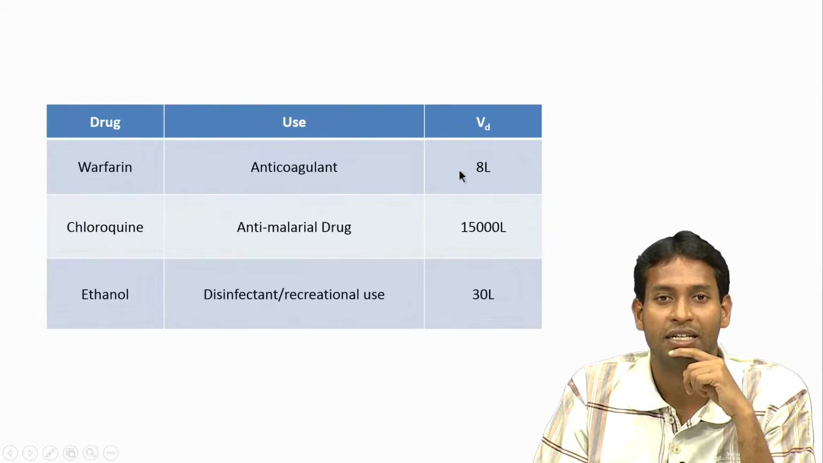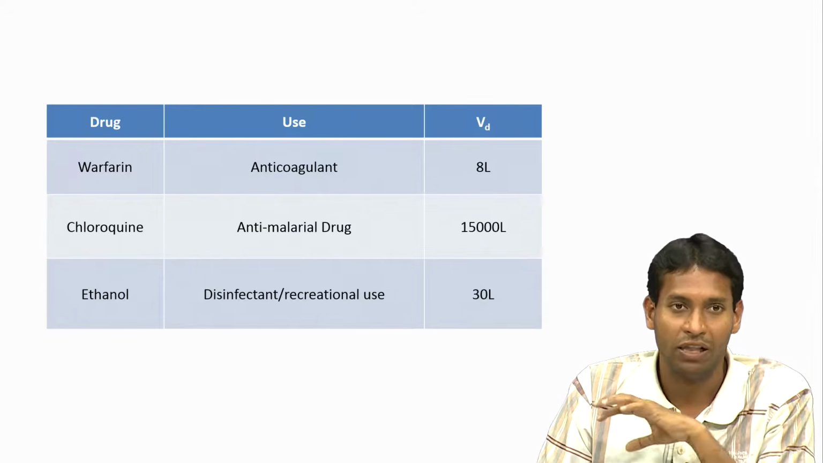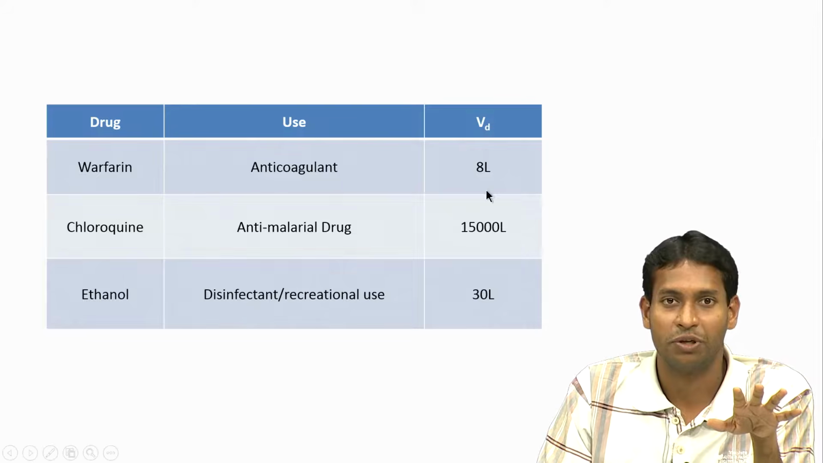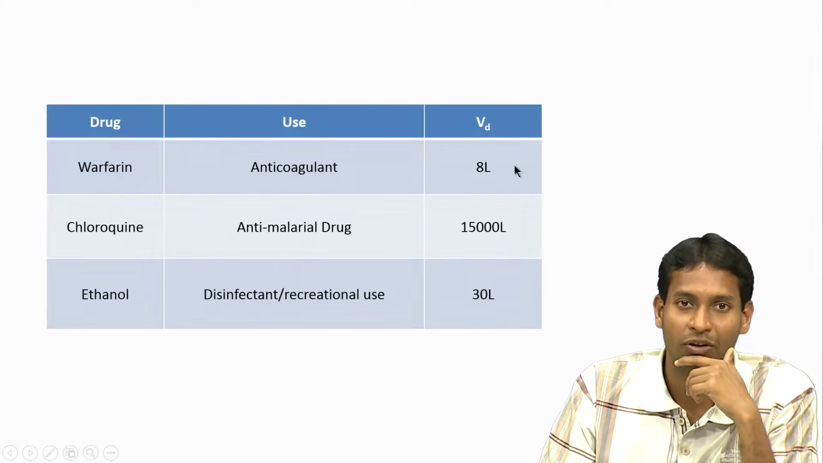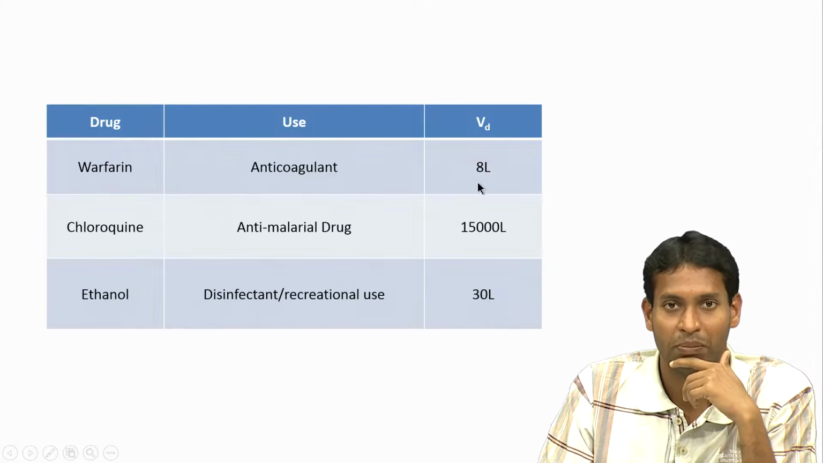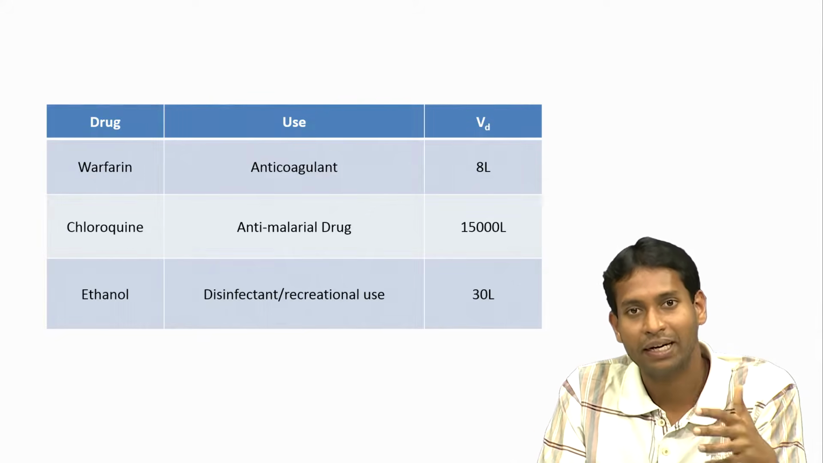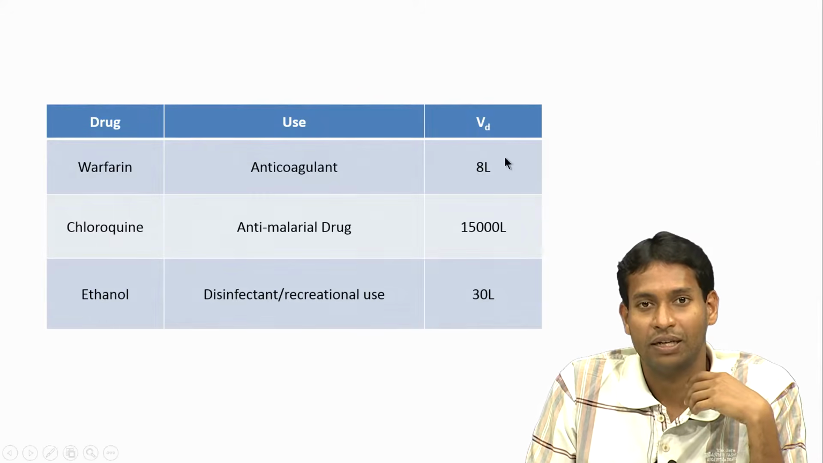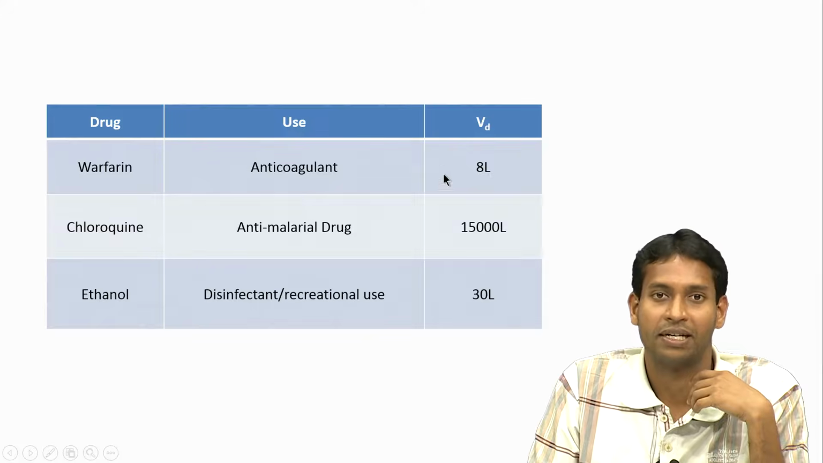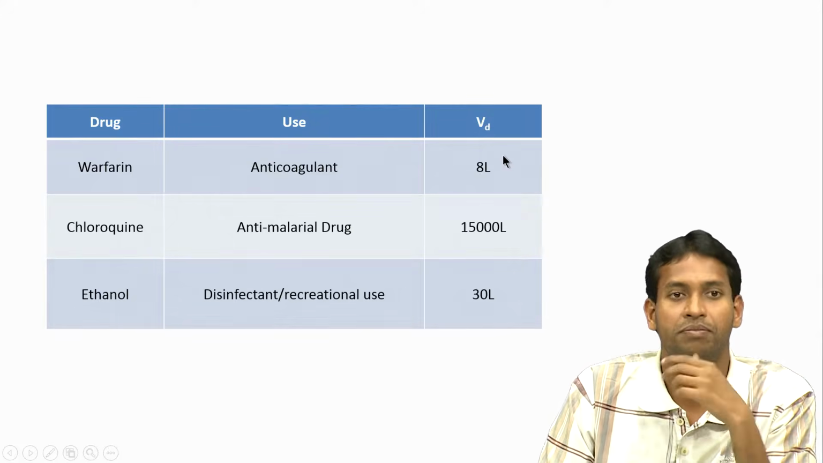So if I say it is 8 liters, that means that all the warfarin that we have given is distributed within the 8 liter volume, and this is very close to the total volume of blood in humans. So, of course these values may not be a direct indication, but we can say with fairly good confidence that most of the drug is distributed in the blood itself. It compartmentalizes itself in the blood, it is not able to diffuse out of the blood.